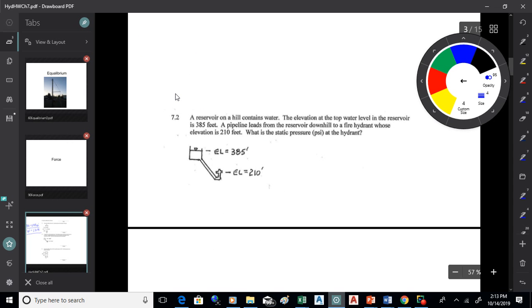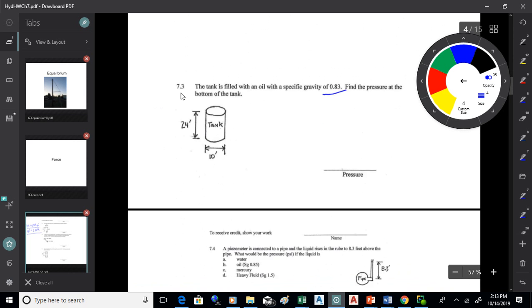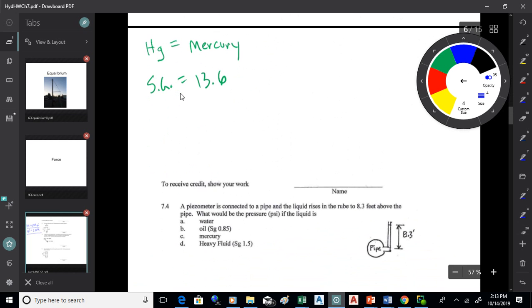Number 2 there, you probably want the elevation difference between the 2 points, so the water tank and the hydrant. Number 3 there, you would find the pressure due to water and then factor it to account for the different specific gravity of the oil. Same thing with number 4 there.